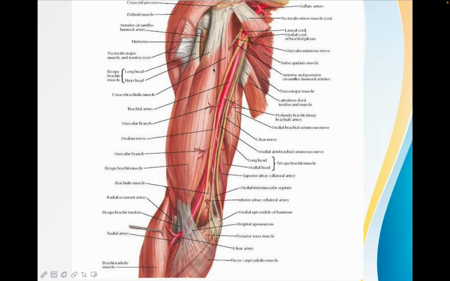For the lateral relations, the brachial artery is related with the median nerve in the upper part. It is related with the coracobrachialis muscle in the front of the arm. These two bellies are of the biceps brachii muscle. So it is related to the median nerve, coracobrachialis and biceps in the upper part, and in the lower part, laterally, there is the tendon of the biceps muscle. So these are the lateral relations of the brachial artery.